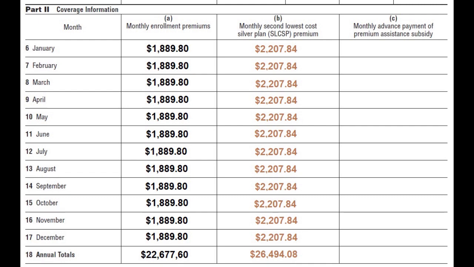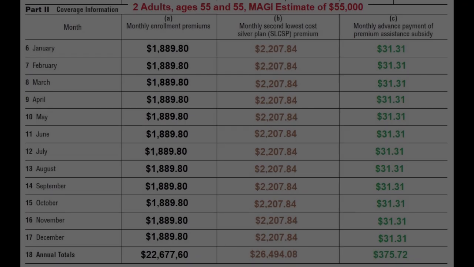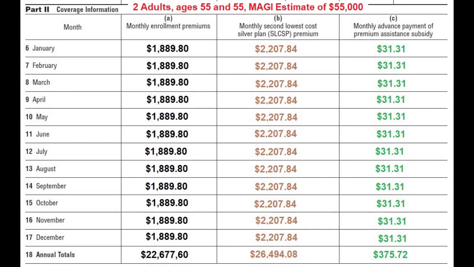Column B is the second lowest cost silver plan. The second lowest cost silver plan is the benchmark plan, and that is the target for determining the subsidies, because the whole point of the Affordable Care Act is to make health insurance affordable, and they have targeted the second lowest cost silver plan. Column C is the monthly subsidy California paid to the health plan on the consumer's behalf for their ages and estimated modified adjusted gross income.